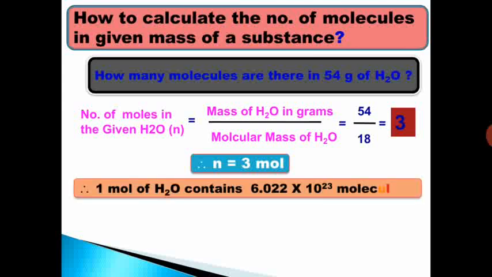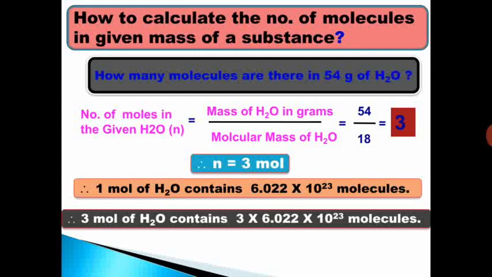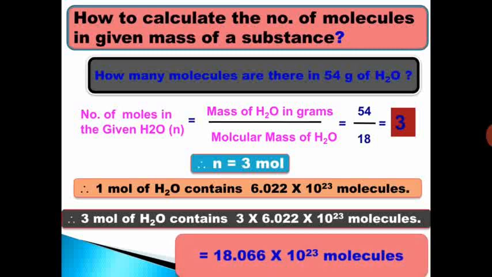Now we know 1 mole of water contains 6.022 into 10 raised to 23 molecules. Now we have to calculate how many molecules are there in 3 moles. So 3 moles of water contains 3 into 6.022 into 10 raised to 23 molecules. And when we calculate it, we get the value 18.066 into 10 raised to 23 molecules. It means that 54 grams of water contains 18.066 into 10 raised to 23 molecules. In this way you can practice more sums.